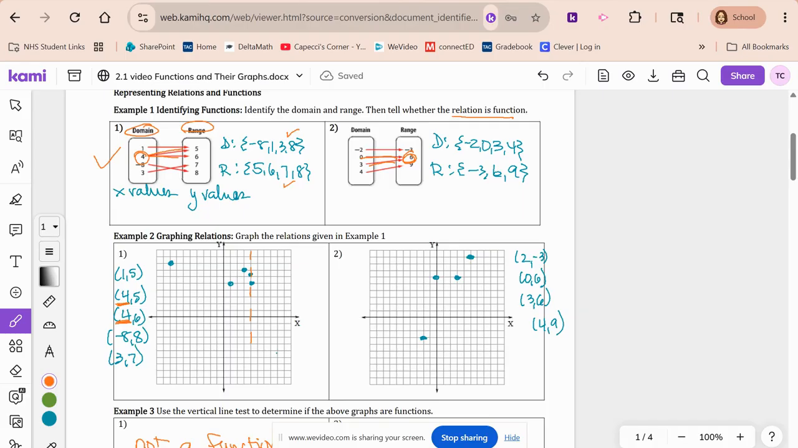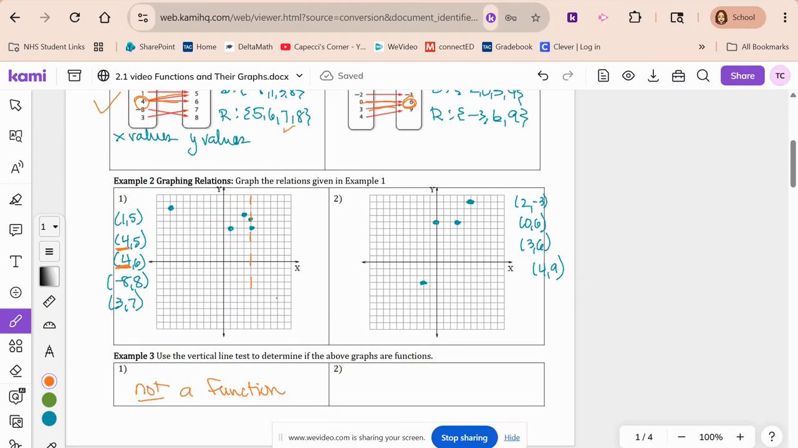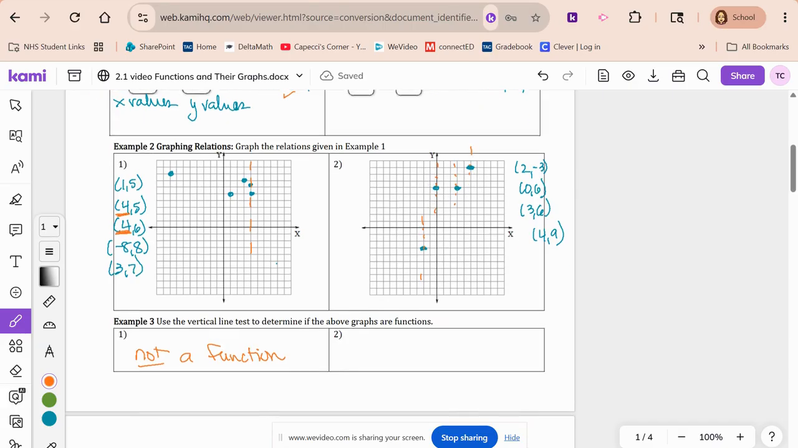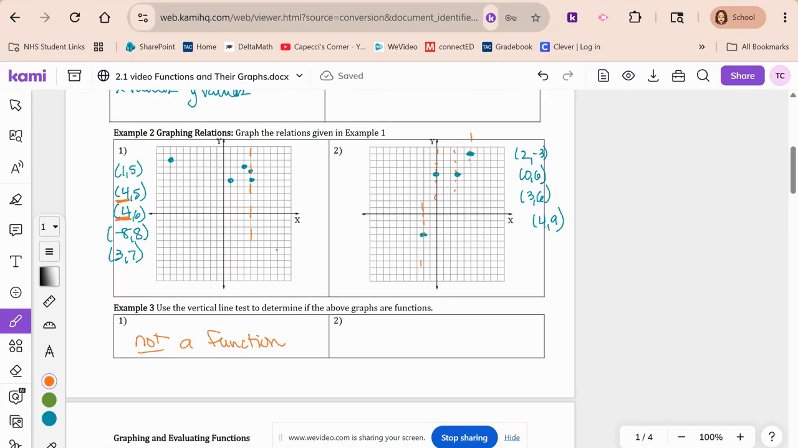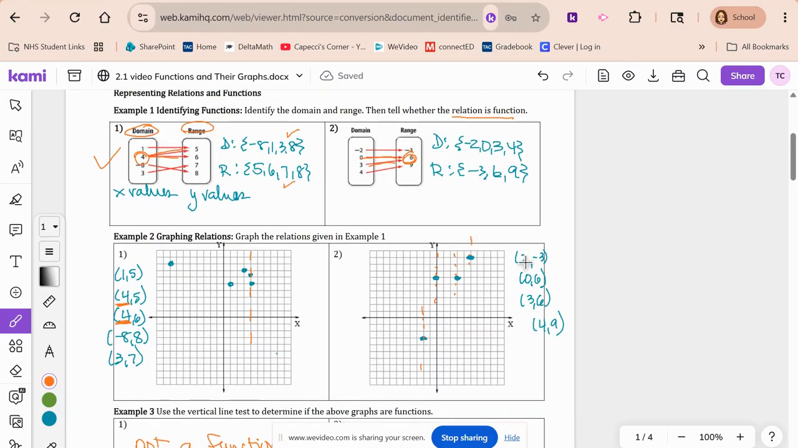Okay, so now when I do the vertical line test here, I'm never going to hit more than one point or one x value. So this one is a function because it passes the vertical line test. Again, if I look at my x values written as coordinates, I don't have the same number there twice.